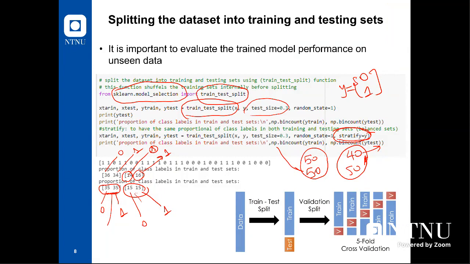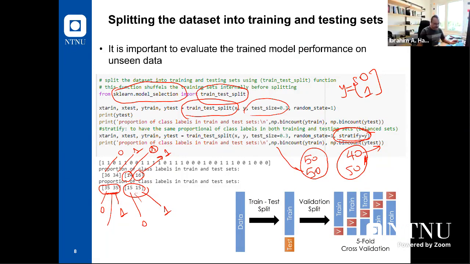It'll try to make it proportional instead of trying to make it equal. Yes. So yeah, it's a proportion. Yes, a proportion of classes.